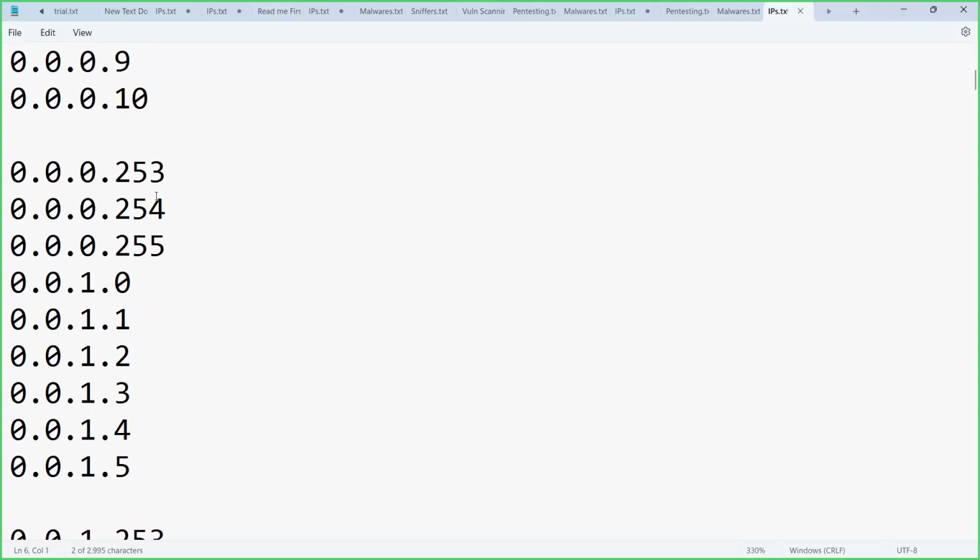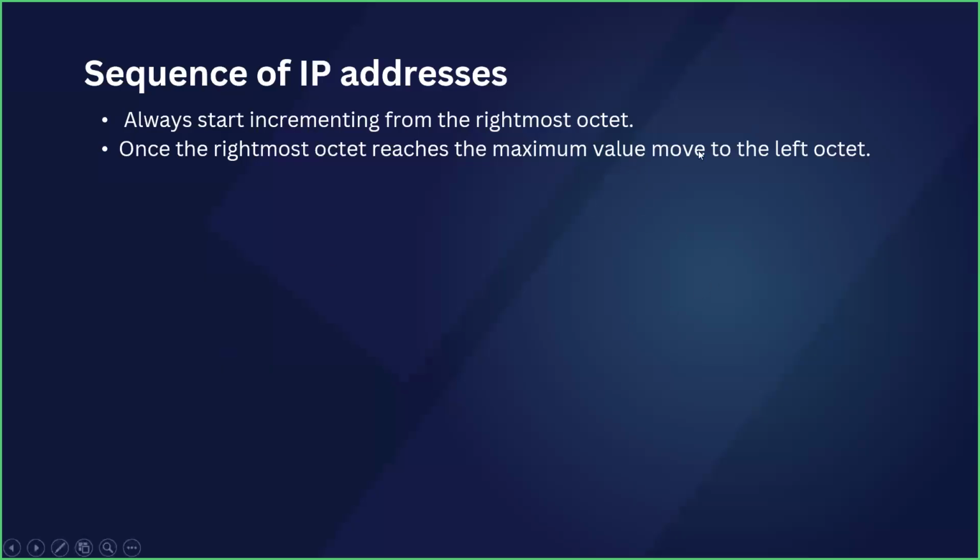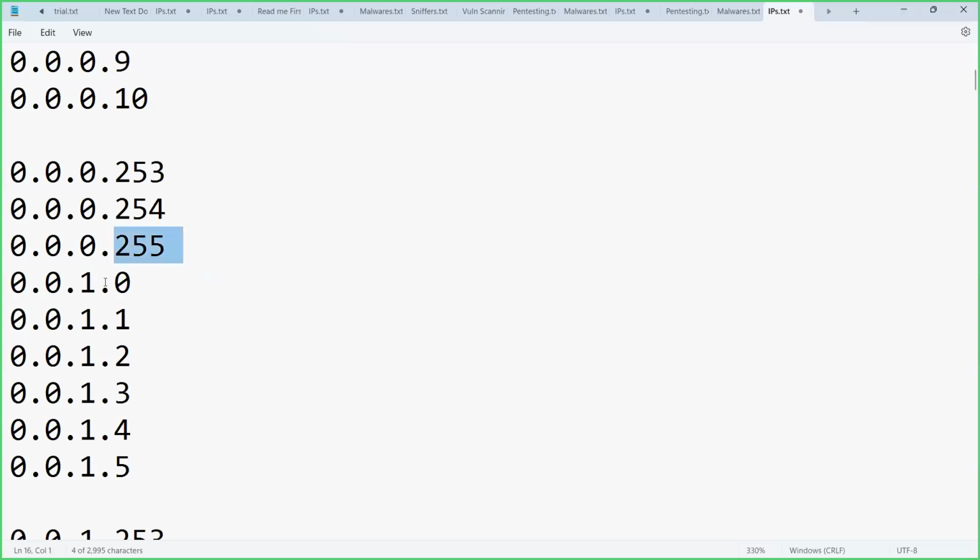And this would go on to a value up to 255. So you have 253, 254, 255. Now, once it reaches the maximum value here, please note, it cannot go up to 256. It cannot exceed 255. That's illogical, and that is not possible in IP addresses. So once it reaches 255, now here comes rule number 2. Once the rightmost octet reaches a maximum value, then you move to the left octet. So this 255 now cycles back to 0, or resets back to 0, and the left octet, this 0, now changes to 1.